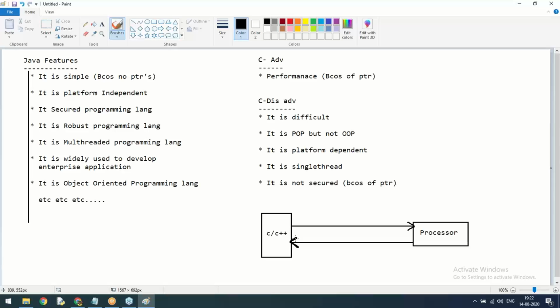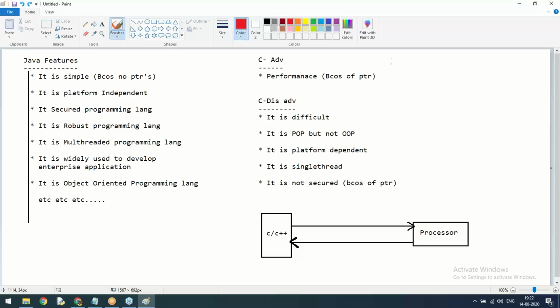Addresses exist for memory, and memory is nothing but hardware. My C++ program communicates to the hardware directly, whether it is the processor or memory. There is no intermediate between the hardware and the C++ program. That is the reason communication will be faster and performance will be good. Through the pointer concept, you can talk to the hardware directly, and obviously your performance is very good.